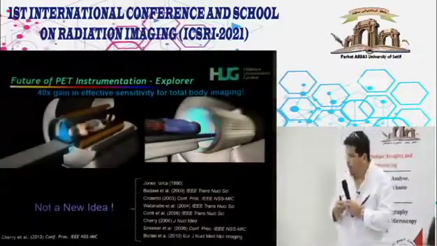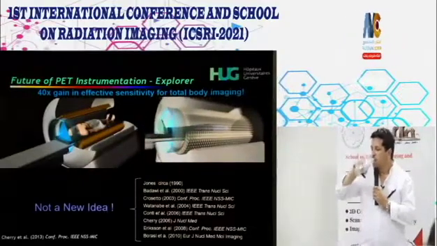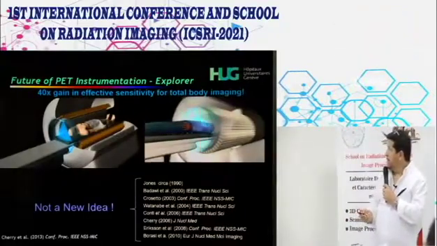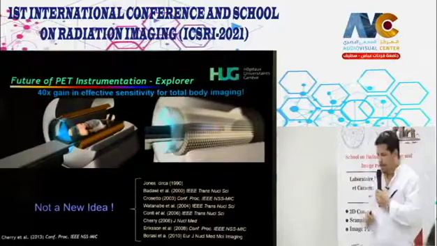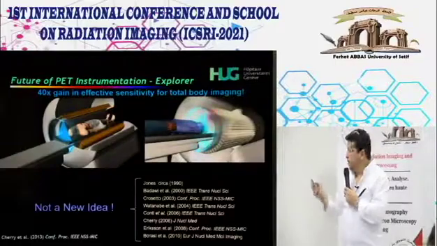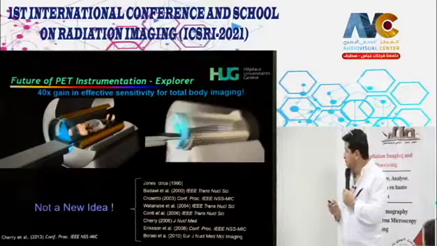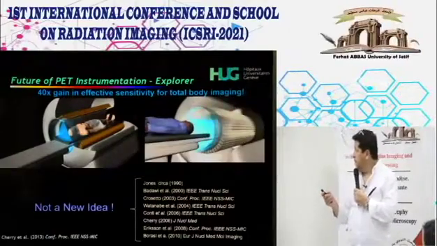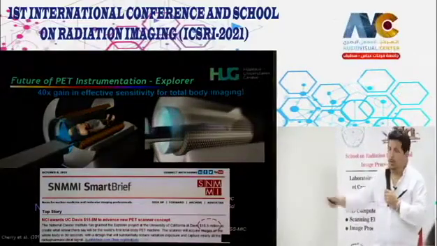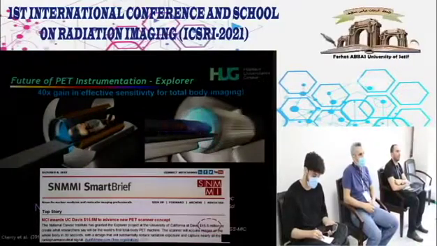Very good. Okay, so this is the Explorer, designed by a group from the University of California, Davis. It has an axial field of view of about 2 meters. This is not really a new concept, because the discussion of having a whole body system started in the 80s and the 90s. But this is the first group who managed to get funding from the NIH, the National Institutes of Health in the States. They got almost $16 million to design the system that you see here.